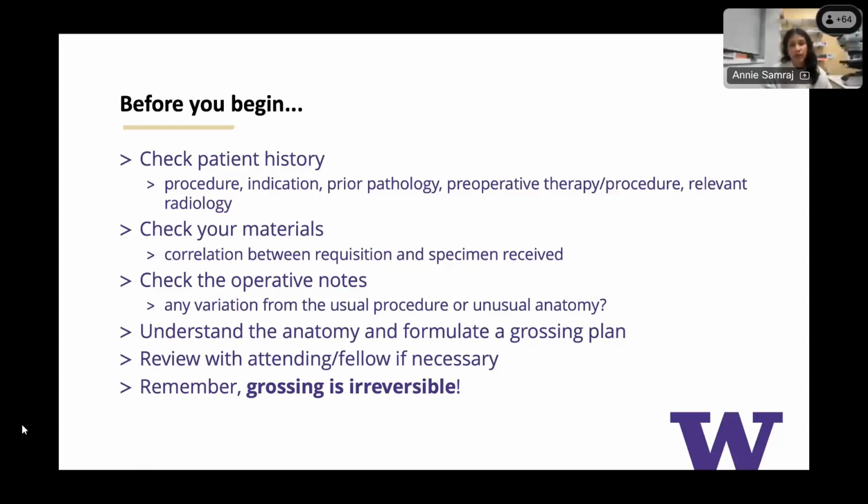And always look at the prior pathology. Do they have an FNA or a tissue diagnosis? And what about preoperative therapy? Have they had any neoadjuvant chemotherapy? And also the radiology is very important. As always, this is not particular to pancreas, but you want to check your materials, make sure what is on the requisition is the specimen received. Check the operative notes. Was there any unusual anatomy? Was there any aberrant vasculature? Is there a minor or an accessory pancreatic duct?